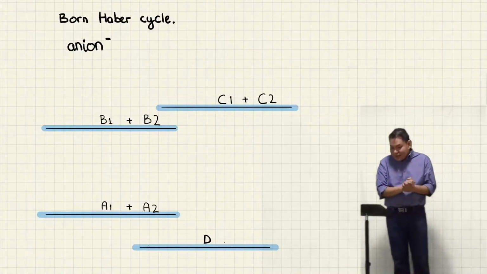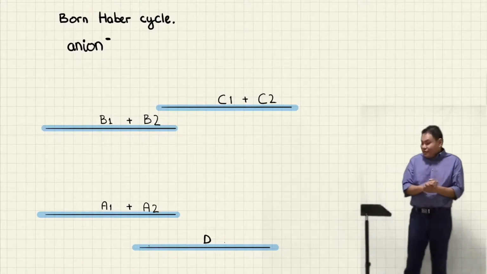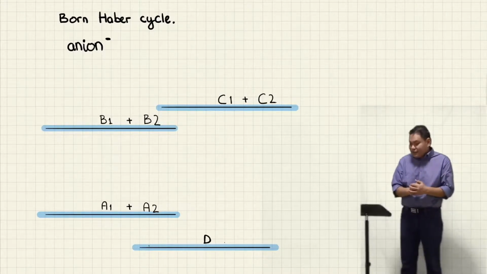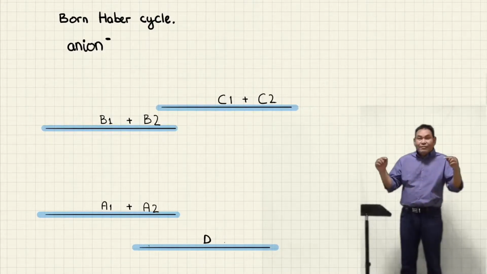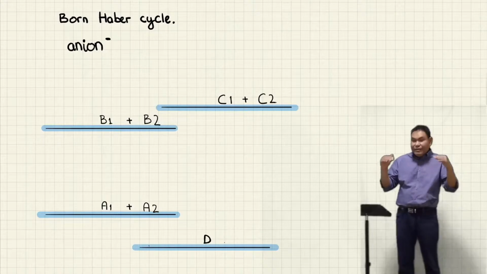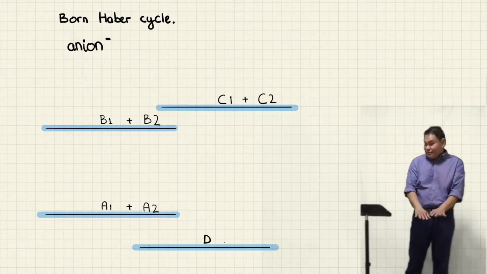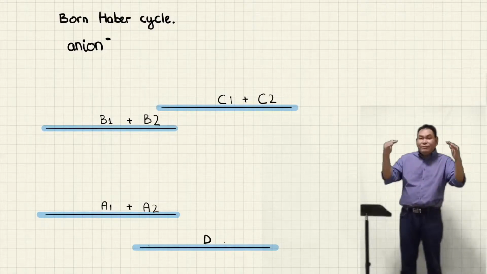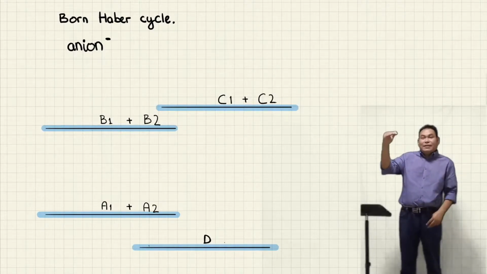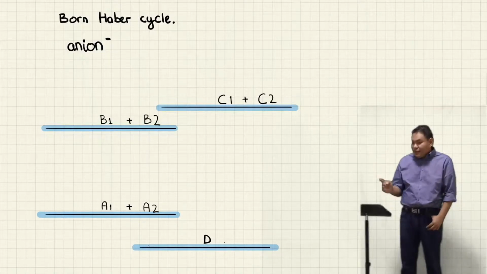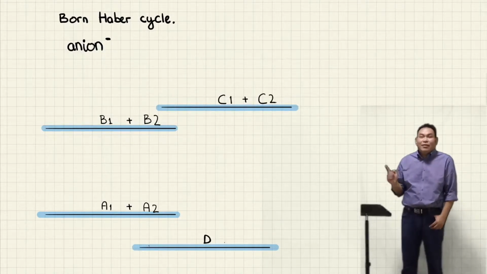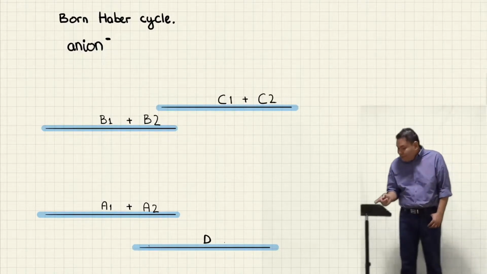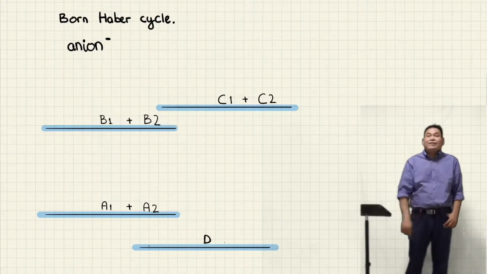This is the pattern for the Born Haber cycle. The lowest is D. After that, A1 plus A2, B1 plus B2. C1 plus C2 is slightly higher. This pattern is only applicable if the charge of the anion is -1.